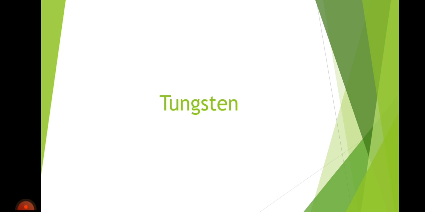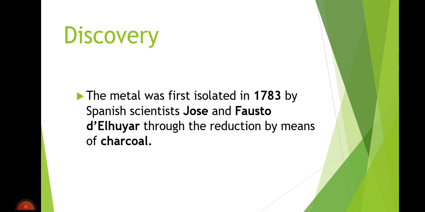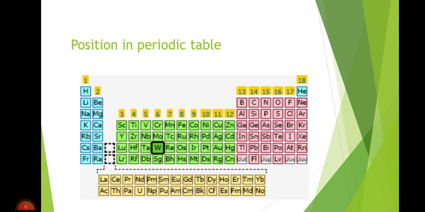Today my topic of discussion is tungsten. As we all know about tungsten, the discovery: the metal was first isolated in 1783 by Spanish scientists José and Fausto Elhuyar through the reduction by means of charcoal. Here is the position in the periodic table.